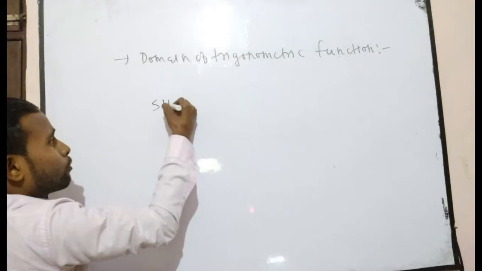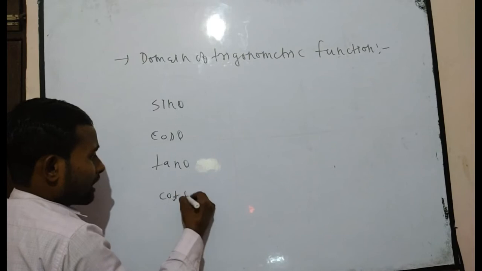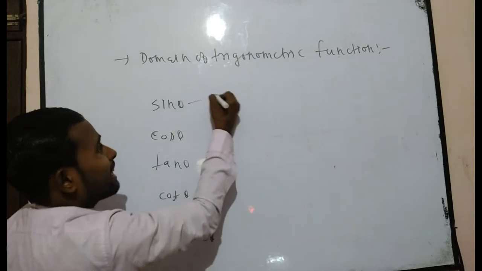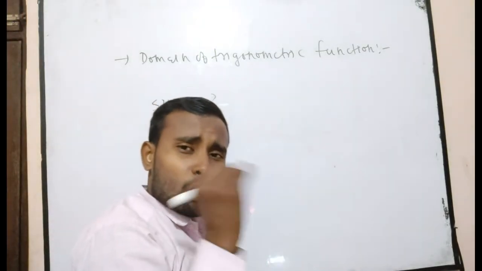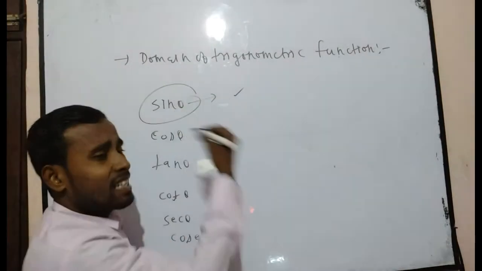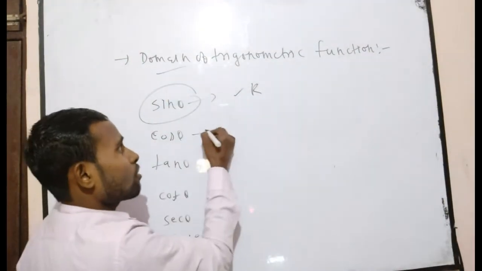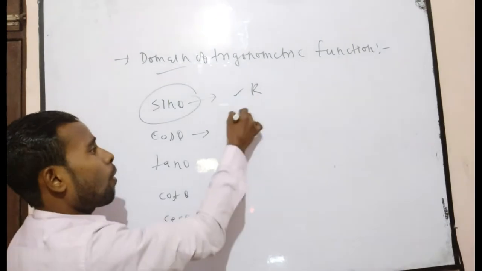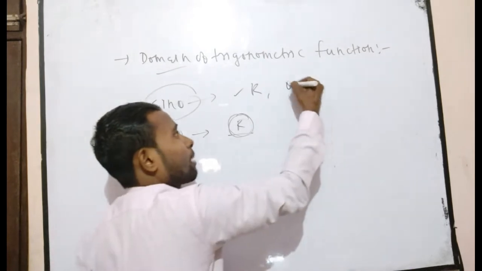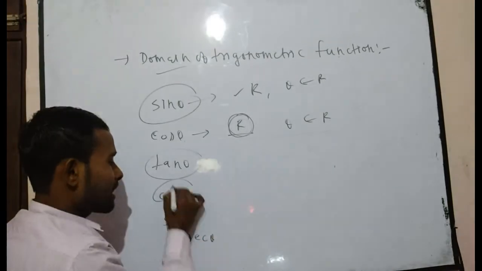Suppose sine theta, cos theta, tan theta, cot theta, sec theta, cosec theta. In sine theta, if you put theta equal to any angle, then you definitely get something. In each case, you definitely get a real number. So all real numbers are the domain of this function. Similarly, in cos theta also, all values of theta will be the domain. That means you can write theta belongs to real numbers. Now you have to take the case of tan and cot and sec and cosec.